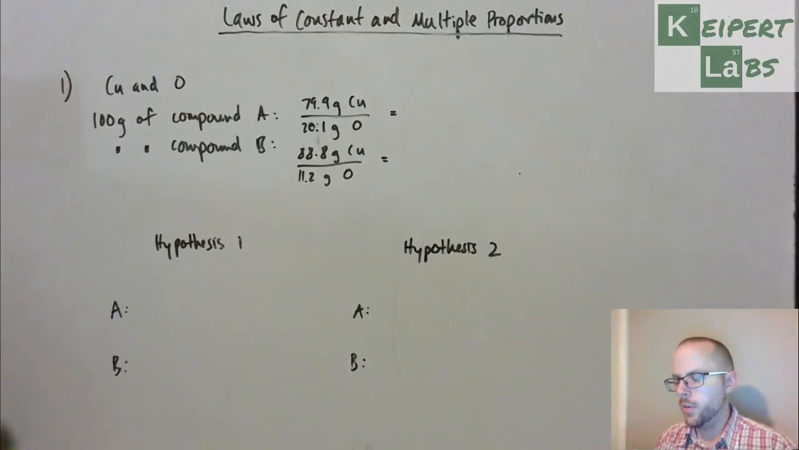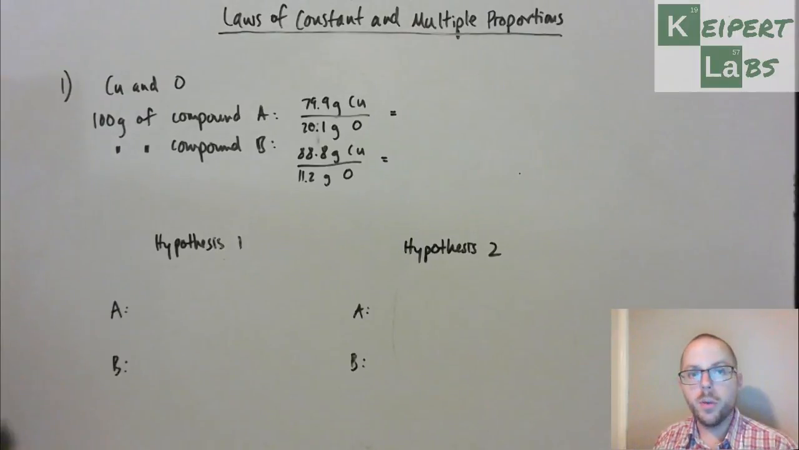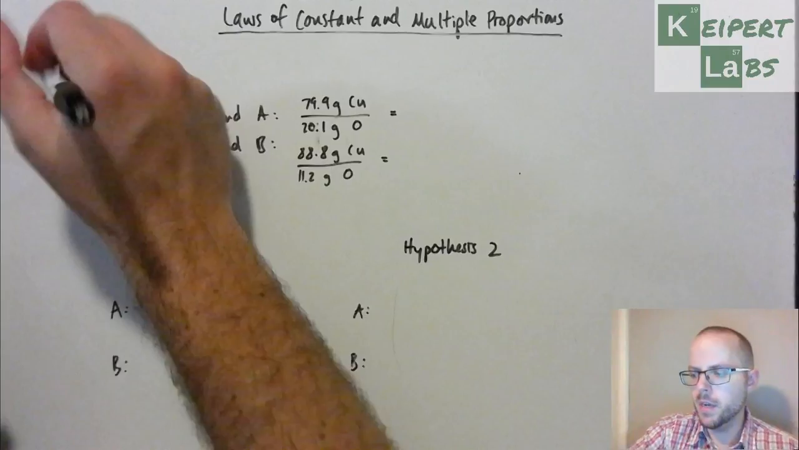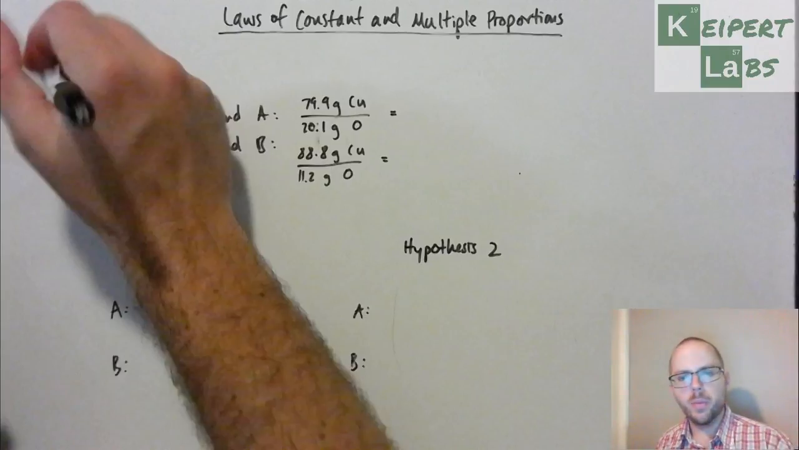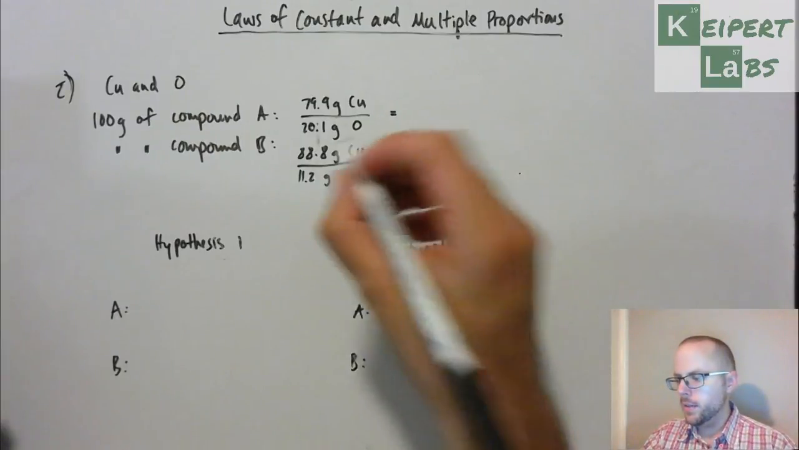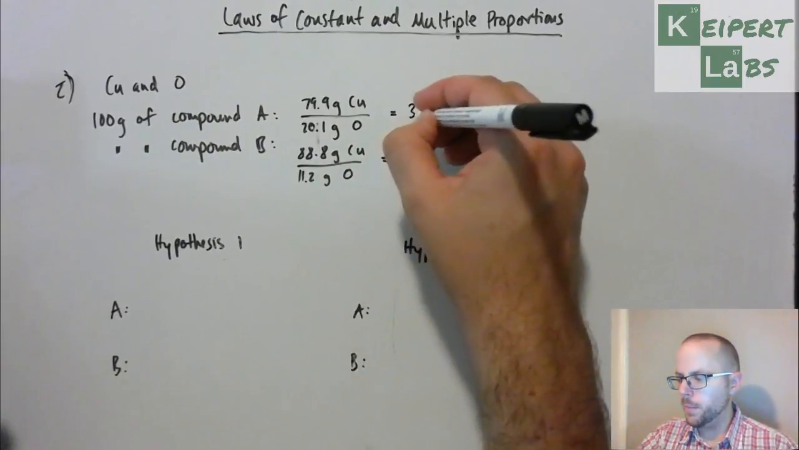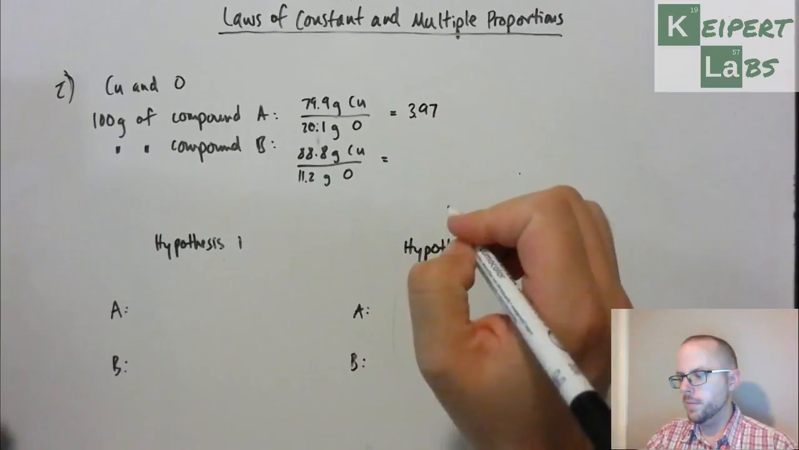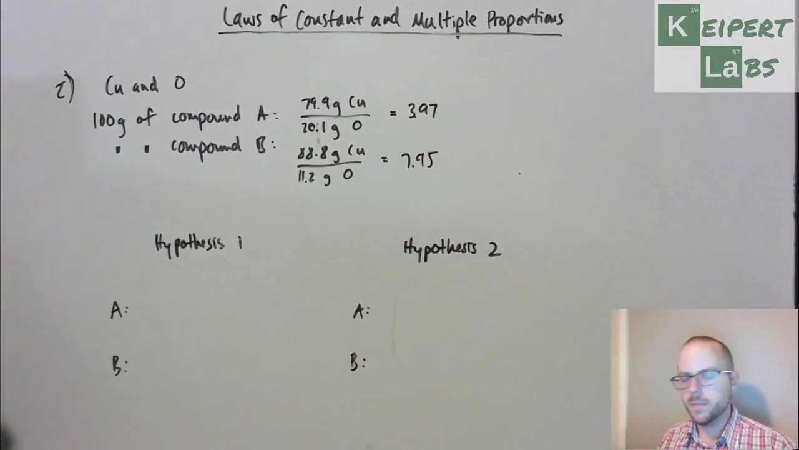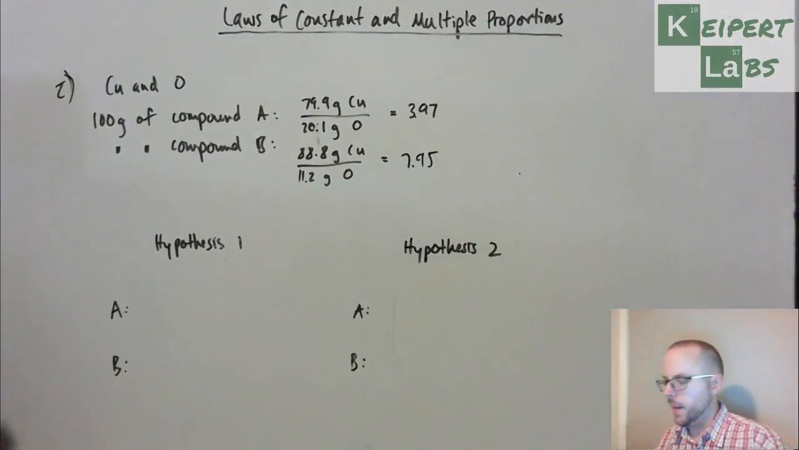Okay, so here we go. We've now got the same kind of setup for two compounds of copper and oxygen. Same deal: careful mass measurements, two distinct compounds. For every 100 grams of compound A, we have this ratio. For every 100 of compound B, we have this ratio. When we do this calculation, we end up with numbers of 3.97 and 7.95. Same sort of deal as before.